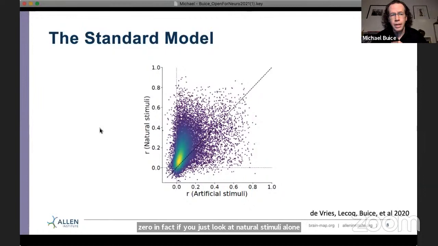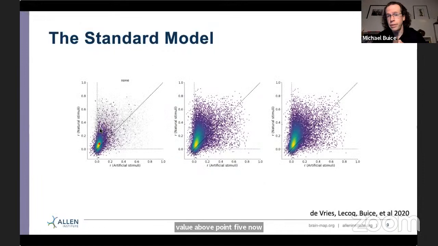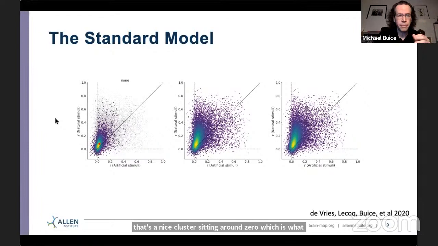Now, thankfully, this corresponds to our functional clustering. If you look at the plot over on the left-hand side, if I take the cells out of that same plot and highlight just the ones that are in the none class, that's a nice cluster sitting around zero, which is what you'd expect for cells that supposedly did not respond reliably. In the middle plot, I've highlighted the cells that just responded well to the natural scenes and natural movies.